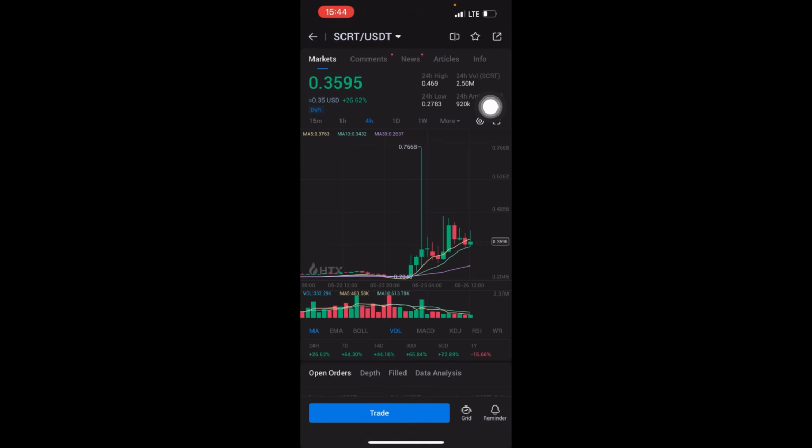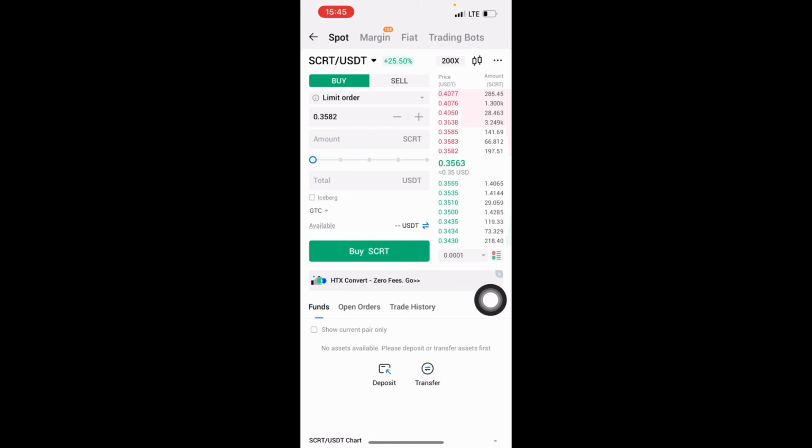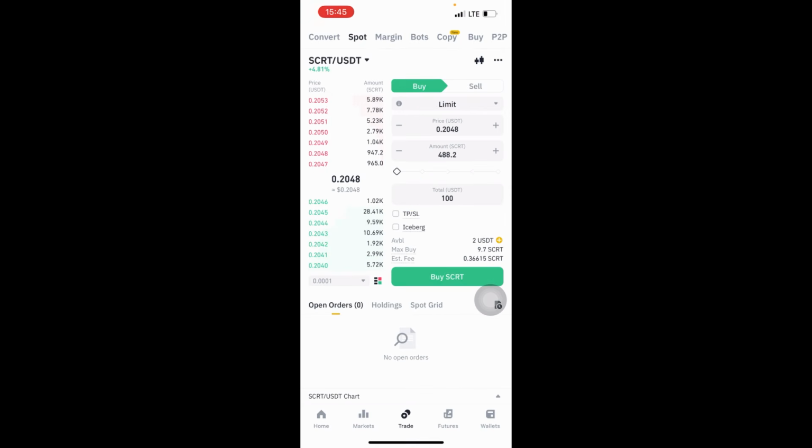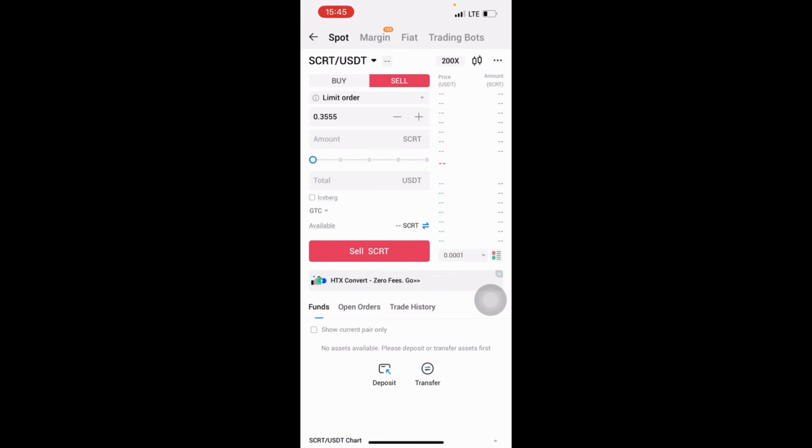First of all, if you want to know the actual price for the sell, because what you're seeing here can be the rate for buy without knowing the sell, you just have to go to the trade and move to the sell button so that you know the actual thing that you'll be selling. Here the sell price is 0.355. So it means that if I buy at 0.2, I'm still making profit.